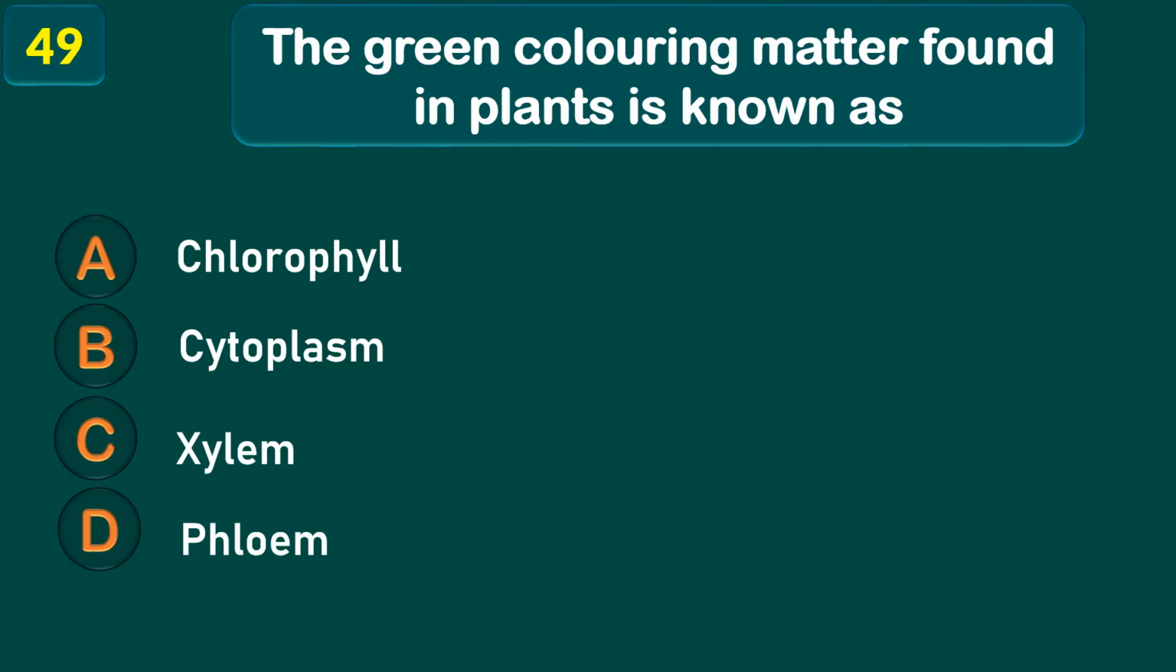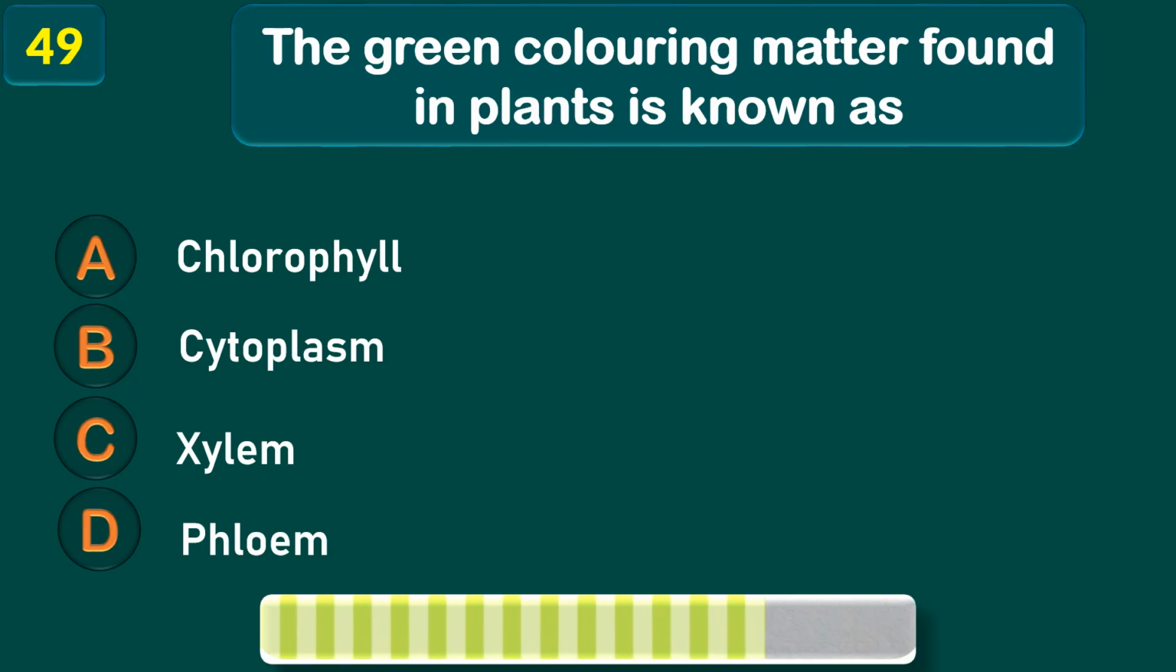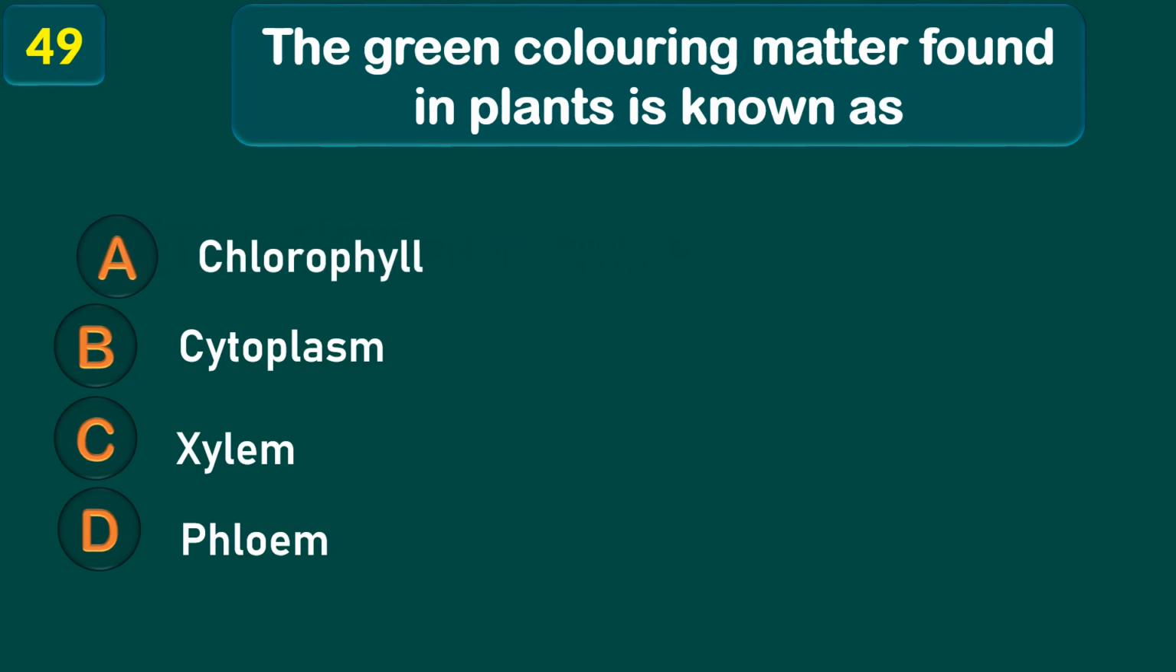The green coloring matter found in plants is known as A. Chlorophyll. B. Cytoplasm. C. Xylem. D. Phloem. Answer: A. Chlorophyll.